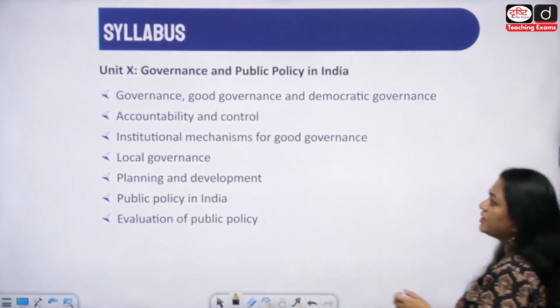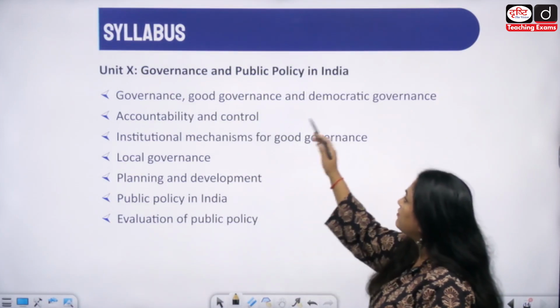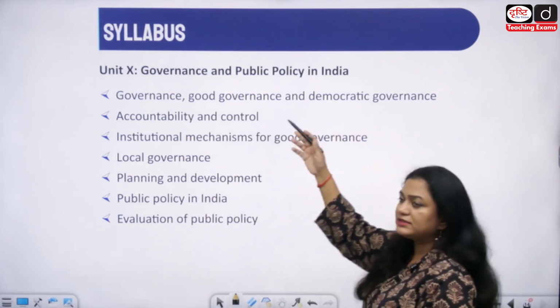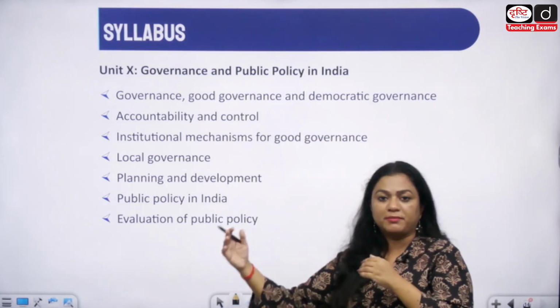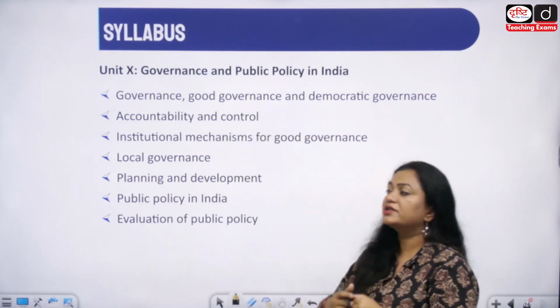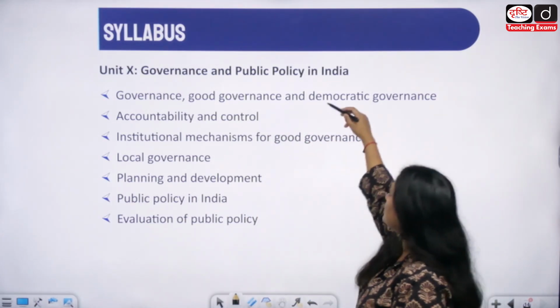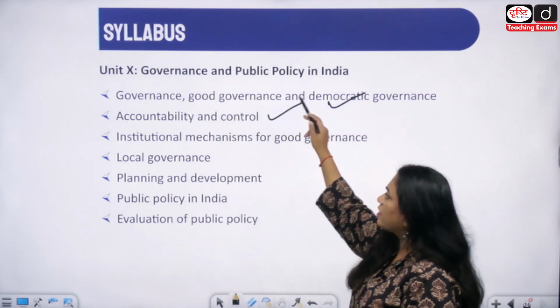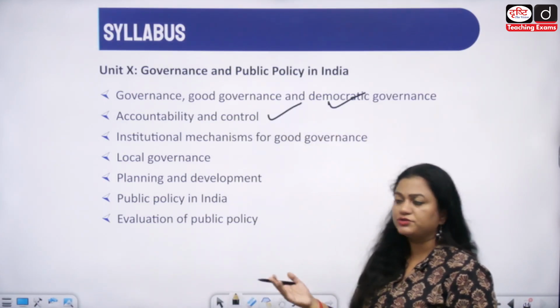Now unit number 9 and unit number 10 are actually interconnected. Why? Because governance and public policy in India is unit number 10. Here we will be discussing public administration from the perspective of India. Here good governance and democratic governance will be dealt with. Then accountability and control, the relation between executive, legislature and judiciary.